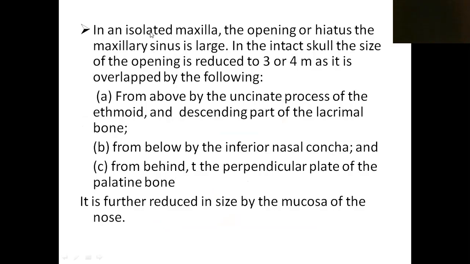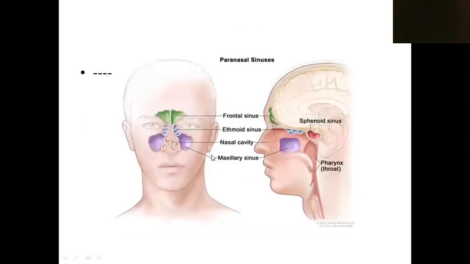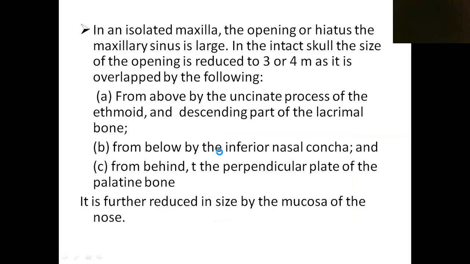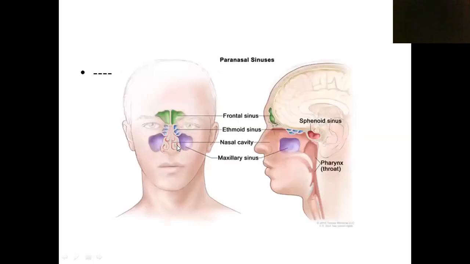Now, in an isolated maxilla, this hiatus, this opening, is large, but in the intact skull, this opening is reduced. The size of the opening is reduced by some bones. With a separated maxilla, see here, we can see a small opening towards the nasal cavity. This large sinus opens into the nasal cavity through a small opening.